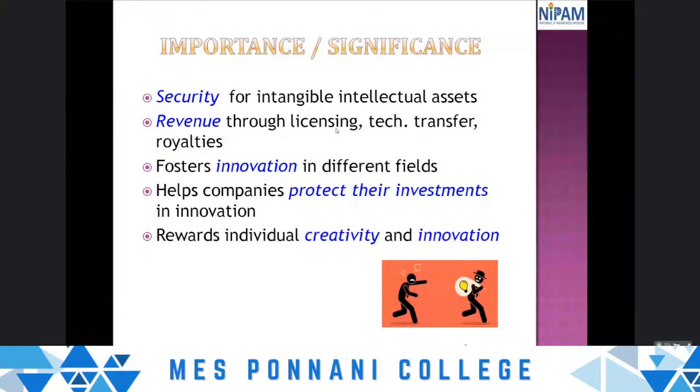Then royalty. I have already mentioned royalty. The term comes across in the field of copyright also. You must have heard the term royalty more in connection with copyright. Whenever somebody is using a copyrighted material, they have to pay royalty to the original owner of that material. So these are different streams of revenue associated with IPR. Then the intellectual property rights foster innovation in different fields.